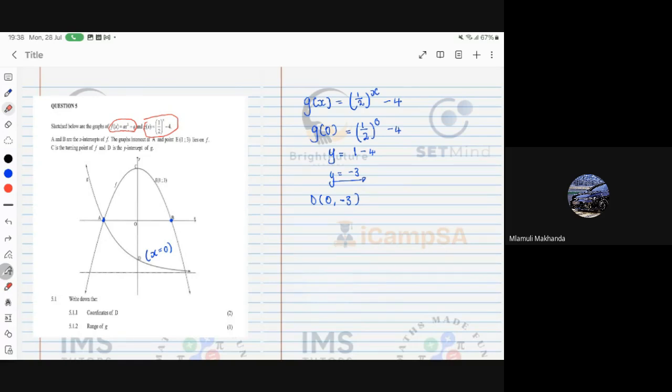And then what are they asking next? What they are asking next is the range of g. That is 5.1.2, the range of g. So for the range of g, remember when we are dealing with the range, we said what? Range is about y; the big G or this hook on the small g should remind you that we are dealing with y values.